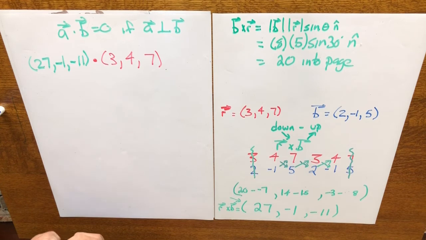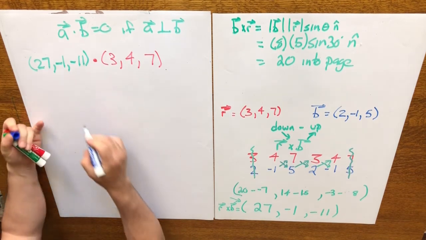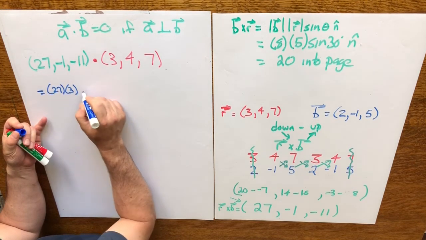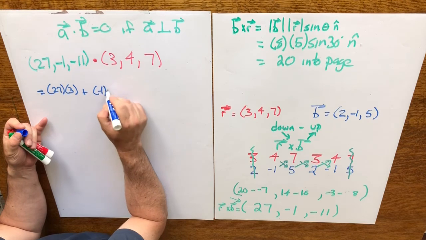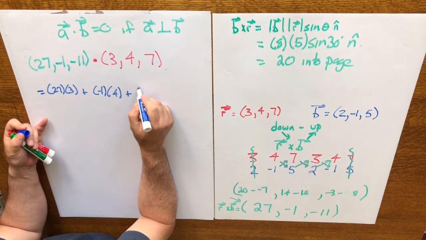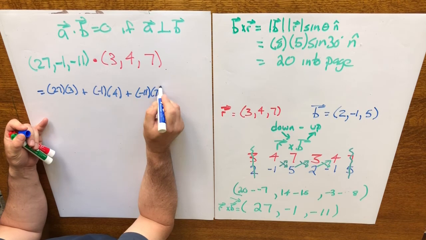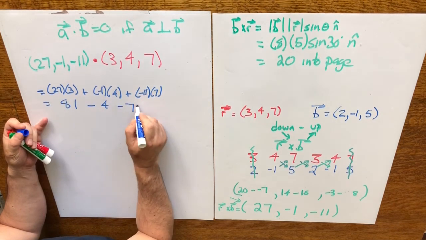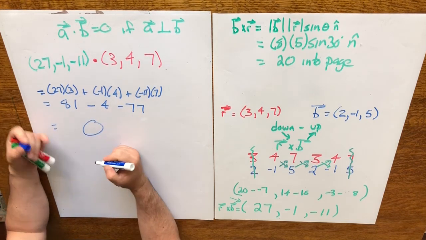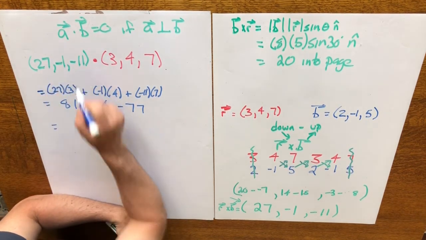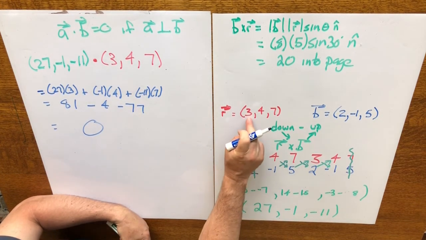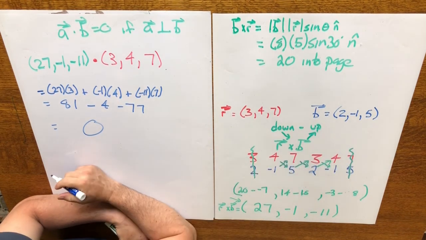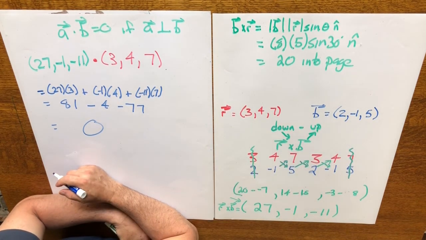Well, let's try the dot product and see what we get. Dot product would be 27 times 3 plus -1 times 4 plus -11 times 7. And that gives you 81 minus 4 minus 77, 0. What does that imply? That implies that this green vector right here is perpendicular to the red one. Likewise, we could do the dot product between the green and the blue and find that it would also be perpendicular. We won't do that right now.